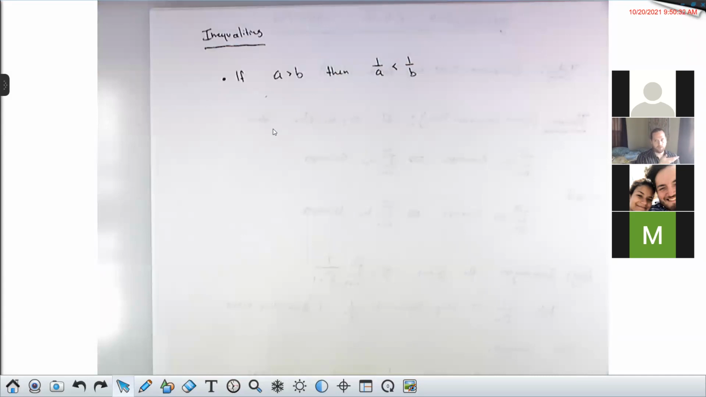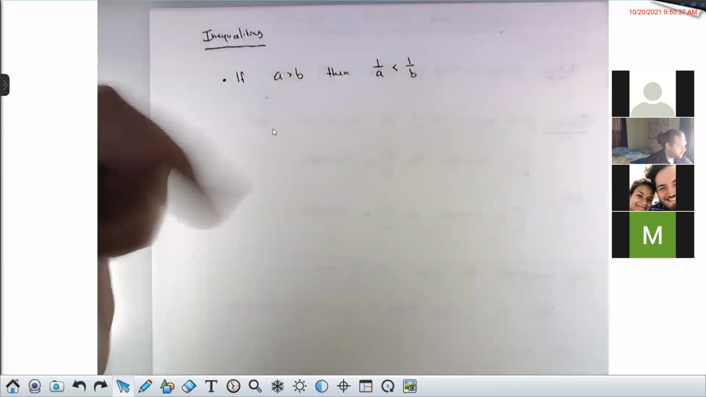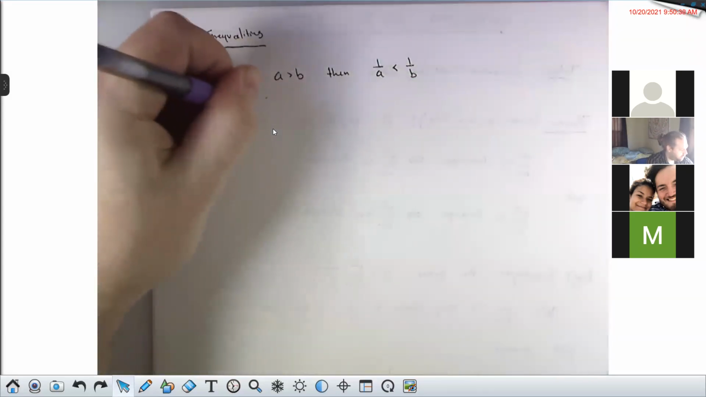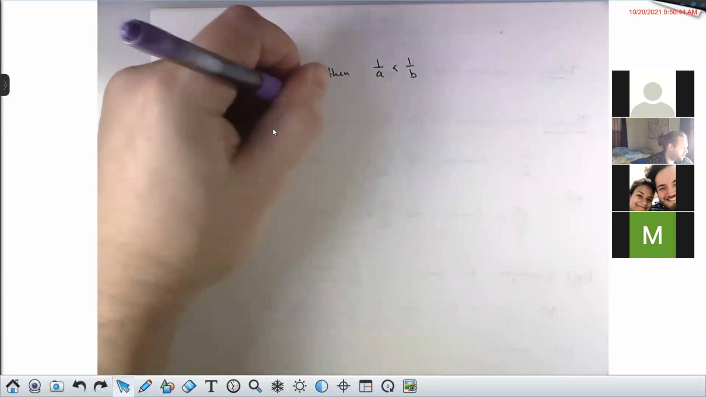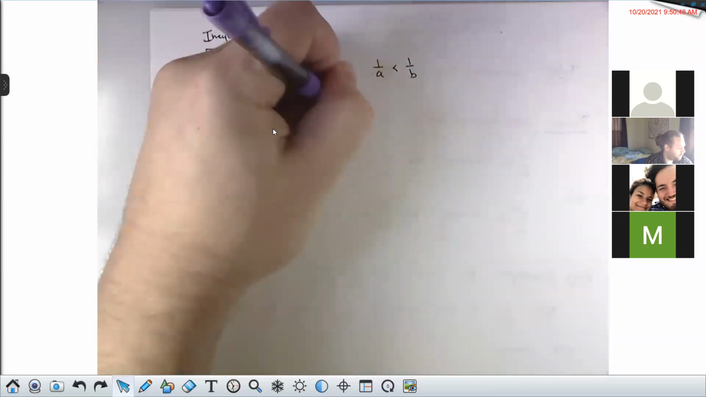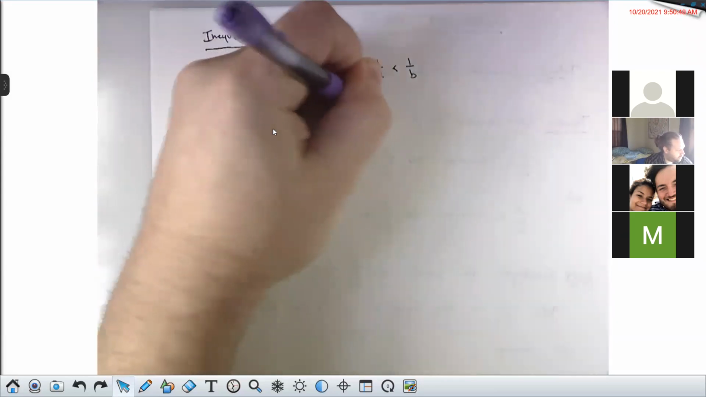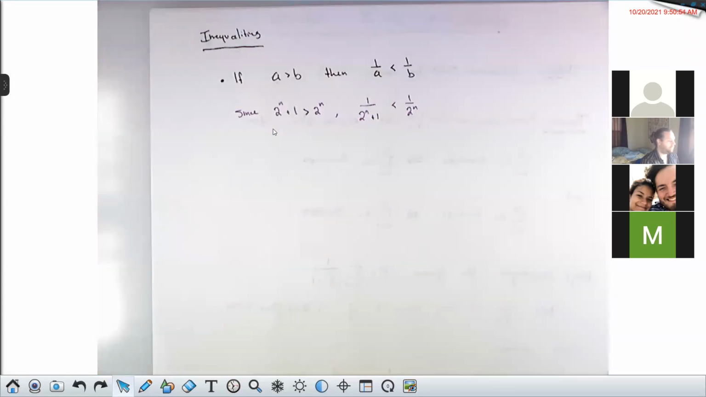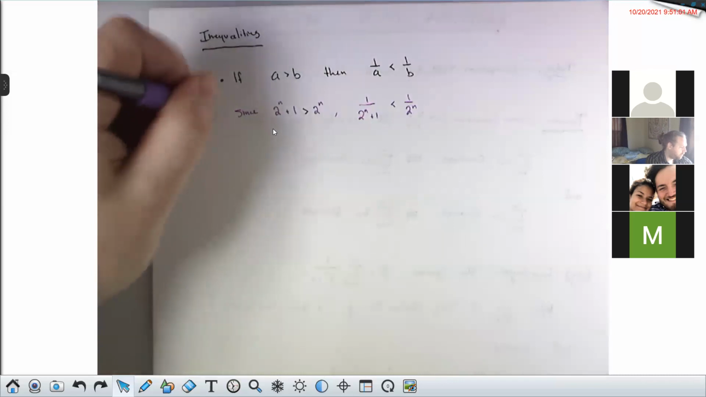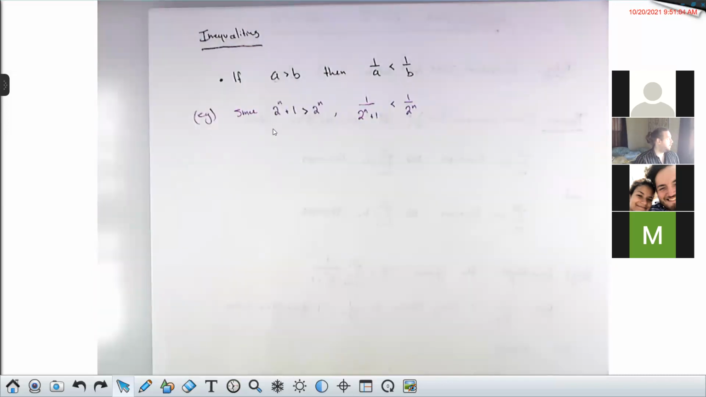And really, that's what we used there, right? So our inequality, we could have said, since 2 to the n plus 1 is bigger than 2 to the n, 1 over 2 to the n plus 1 is smaller than 1 over 2 to the n. That's where I got that inequality from. What other sort of inequality stuff do we want to talk about here?